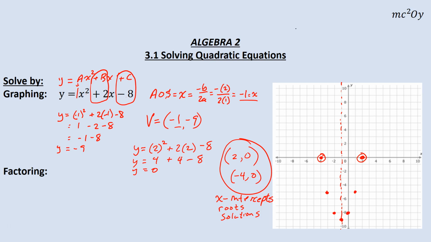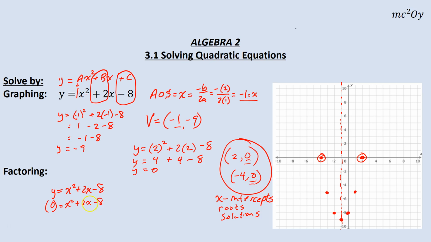Now if I was to factor this, it's actually a little faster. y equals x squared plus 2x minus 8. Remember, with factoring, you're substituting 0 in for y. Why are you doing that? Because notice over here, that's what you want. You want an x-intercept. You want when y is 0. So that's why we put 0 in for y. x squared plus 2x minus 8.